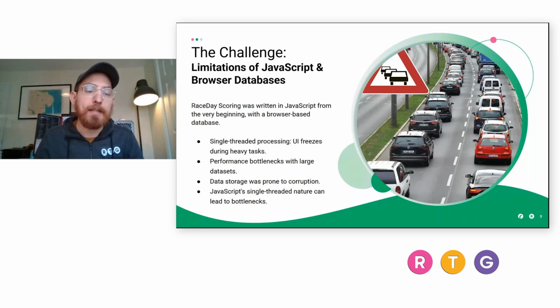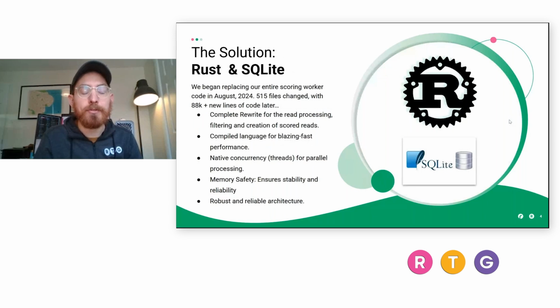It's one lane, basically. Additionally, the data storage that we use, the browser-based database, was prone to corruption, and so there were some potential issues that could happen there. So we've replaced those with Rust to replace JavaScript for part of our software, and SQLite, which is just a better, more stable database platform.